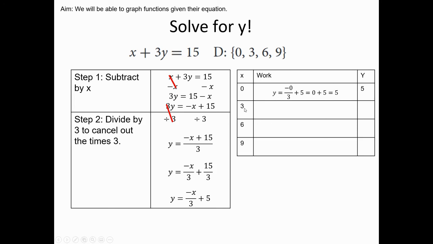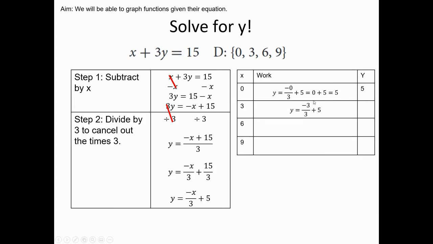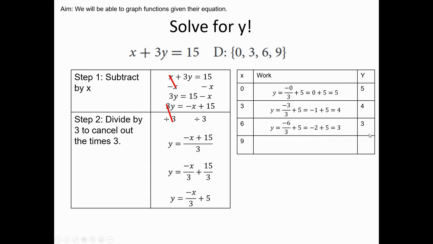Now I'm going to put 3 in there. Negative 3 divided by 3 is negative 1 plus 5 is 4. So we have a 4 right there. Now we have 6. So let's put in 6 into the equation. It becomes a negative 6. And we divide that by 3. That's going to be a negative 2. Negative 2 plus 5 is 3 right there.